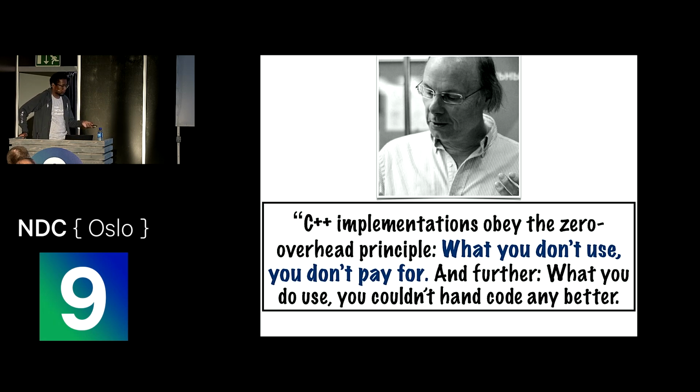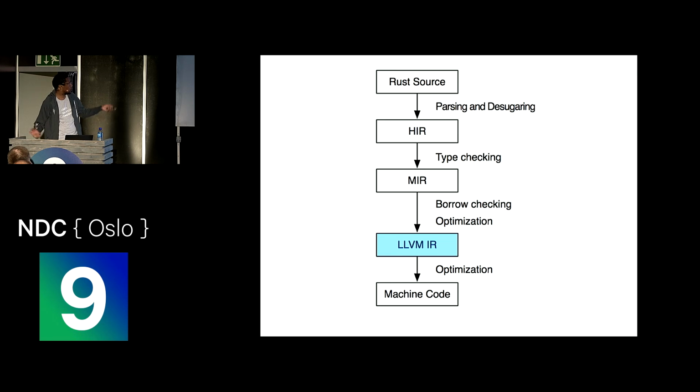And this idea of having a zero-cost abstraction is actually not something new in Rust. This is something that has been borrowed from C++. So there's this zero overhead principle that C++ has: if you don't use something, then you don't pay for it. And if you use it, you couldn't have written it any better. And this is sort of the mantra that Rust tries to also implement.